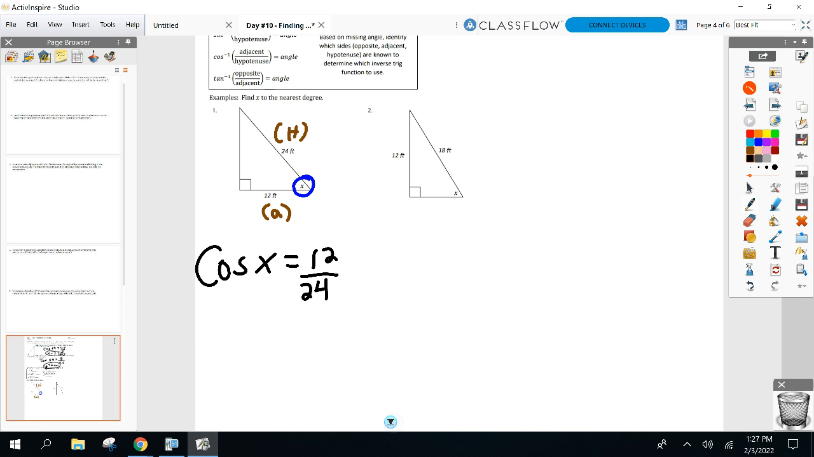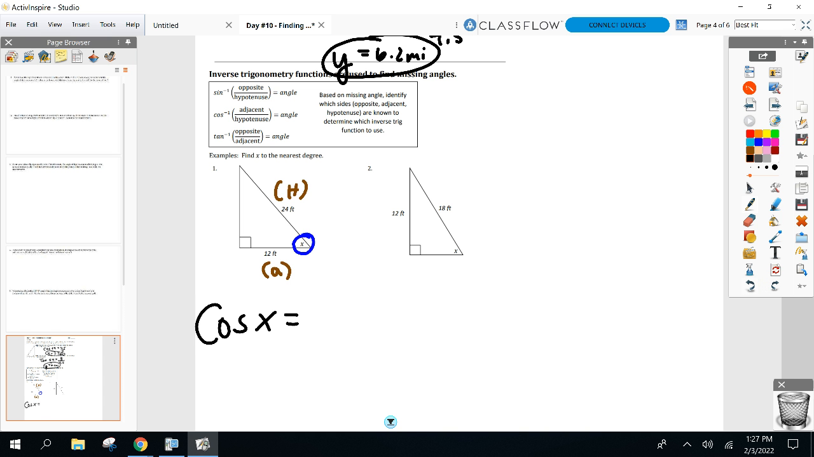Here's where we stop. We can't cross multiply here. Well, I'll do it. Watch. It doesn't make any sense. Cosine x times 24 equals 12. How are you going to get x by itself? Don't say divide by cosine 24. That's not even there. So everyone see, it doesn't make sense to cross multiply.